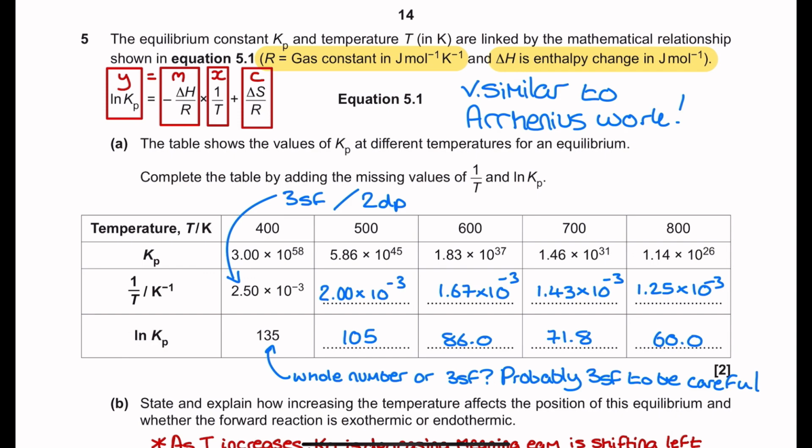So what we're going to need to do is find the gradient of the straight line from this, and we're going to then multiply it by the gas constant R, and that's going to give us the enthalpy change here, just as it gives the activation energy when we do the same kind of thing for Arrhenius in Module 5.